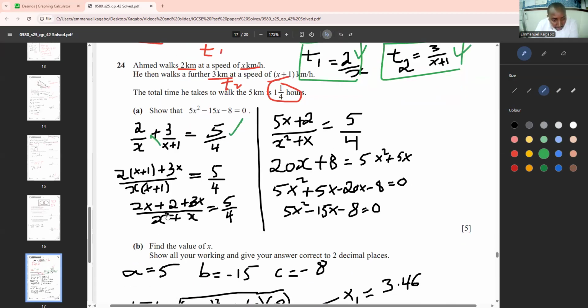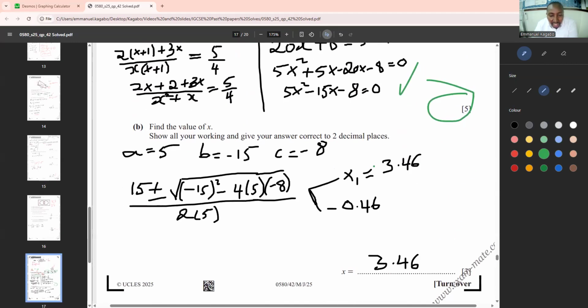Okay? And expand at the bottom, cross multiply. But I first simplified before I do cross multiplication. 2x and 3x gives me 5x over x squared plus x. Then cross multiply. 5x plus 2 times 4, that's why I got this one, times that gives me that. Then I take everything to the other side. Then I get what they're asking me. Hence, proved. I've got my 5 marks. Okay? As easy as pie.